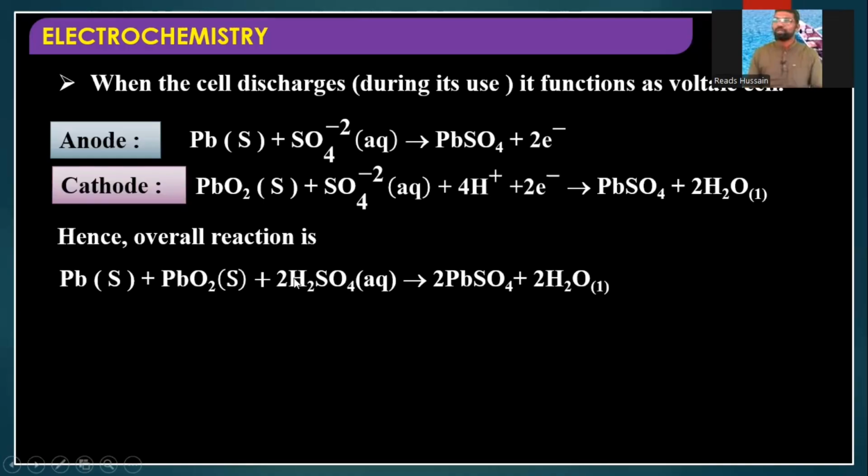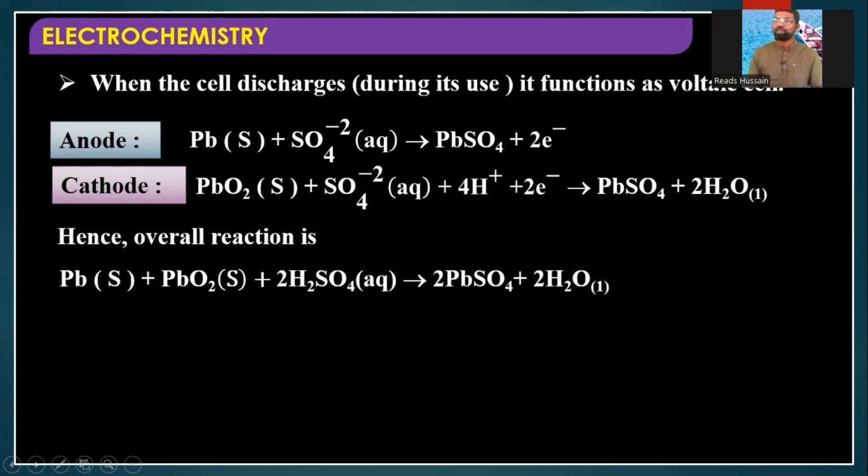Otherwise you can take directly whatever inverters we use in our home. We are using the inverter in our home. This is the reaction actually taking place inside the inverter. So Pb plus PbO2 plus 2H2SO4 gives 2PbSO4 plus 2H2O. And till the inverter is working, till the inverter is discharging, this reaction takes place continuously. So this is the reaction taking place during discharge of the cell.